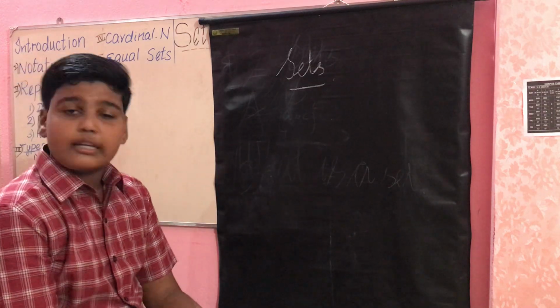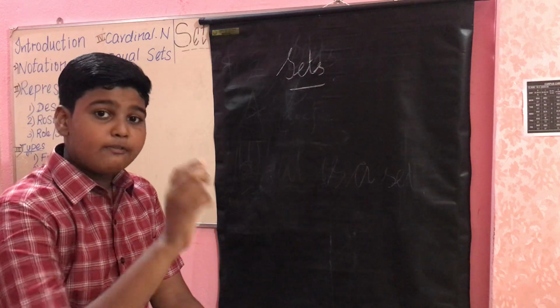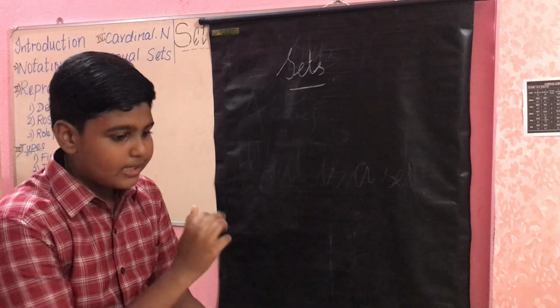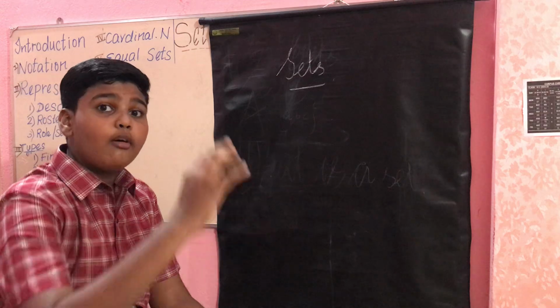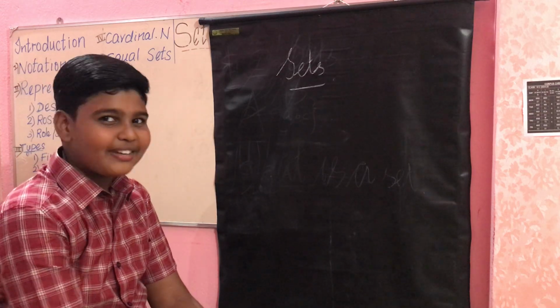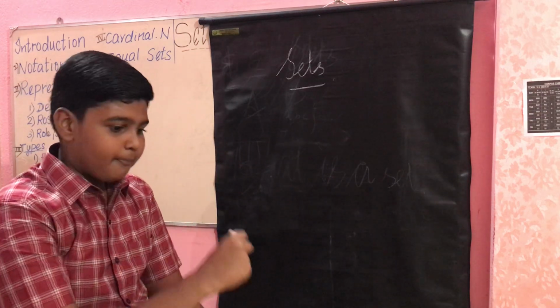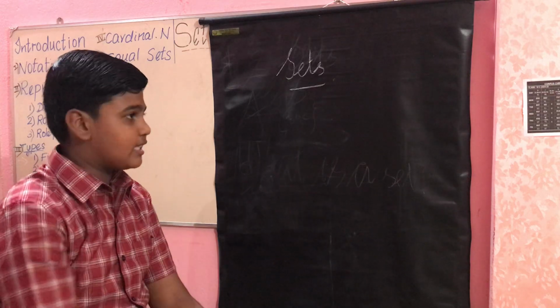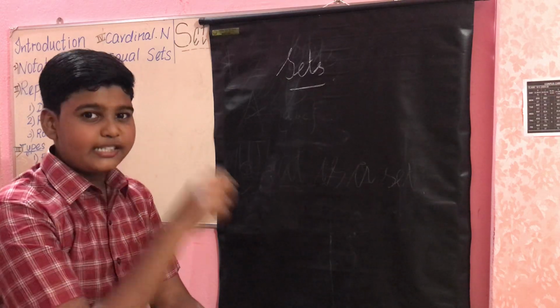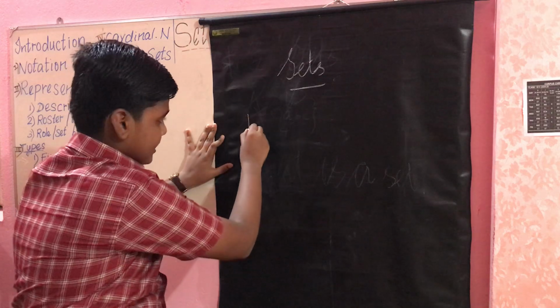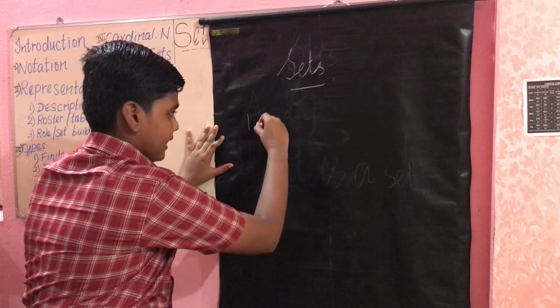Objects. Okay, now I'll give you two examples. Tell which one is a set, okay? One is the collection of all the colors of the rainbow. Another one is the collection of all intelligent students in the class. So which one is a set? The first one or the second one?